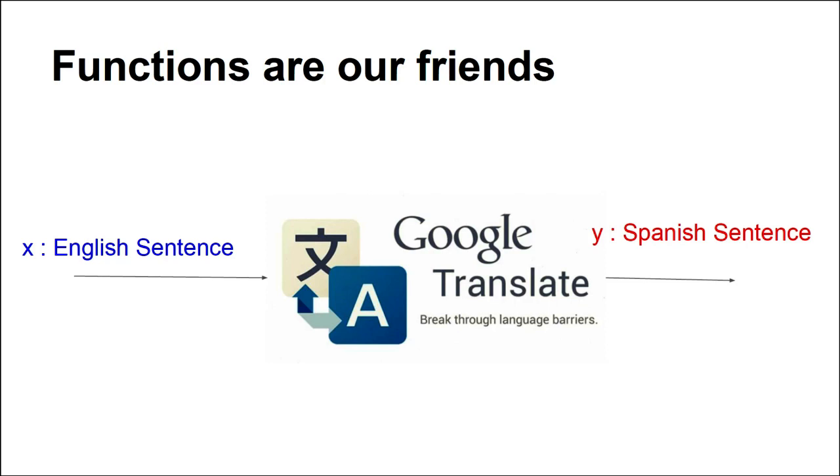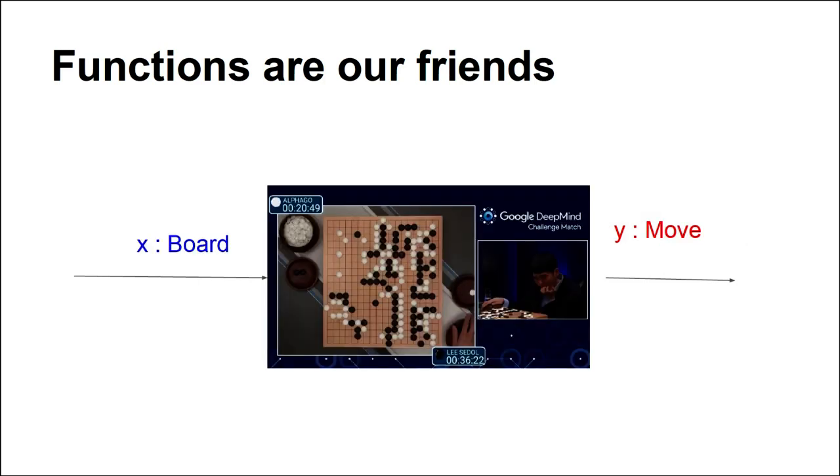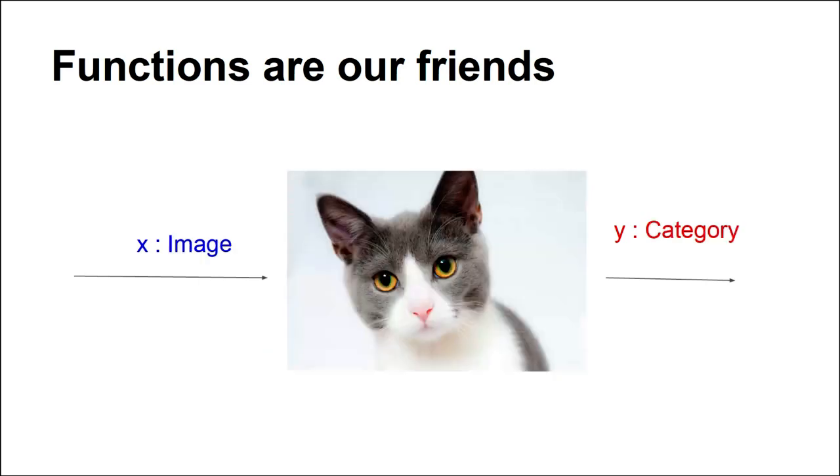So you feed the input sentence in English, and for instance, if you want to translate it into Spanish, you are expecting to receive a Spanish sentence, which is the translation of x. Does anyone know about this? DeepMind was working on a Go system that beats one of the top Go players in the world. The system that you want to build is a function where x is a board state, the current state of the board, and you want the system to give you the next move. Finally, in image classification, x is going to be an image, like this cat here, and you want to classify it as either cat or anything else.